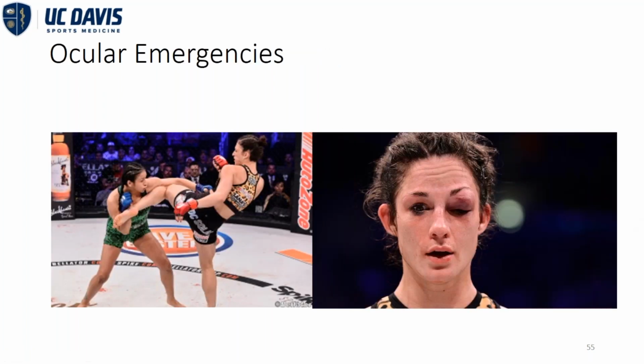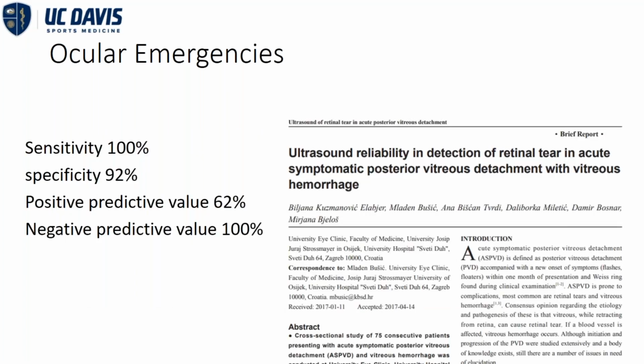Let's talk about ocular emergencies as we're closing this talk up. I think this is fantastic. It's so common for athletes to have a huge swollen black eye, and you can't even evaluate the globe. It causes a lot of distress if you don't have an ultrasound. Now, I know what some of you are thinking. Are you kidding? You're going to ultrasound the eye? Is there even any data? Well, there's fantastic data on this.